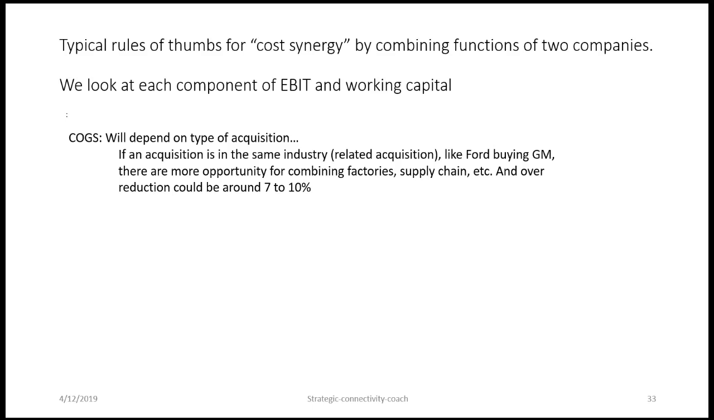So cost of goods sold synergy will depend on the type of acquisition. If an acquisition is in the same industry, which is called a related acquisition, like Ford buying GM, there are more opportunities for combining factories, supply chain, etc. And overall reduction could be around 7 to 10%. So using 10% for something in a related industry is very, very plausible.